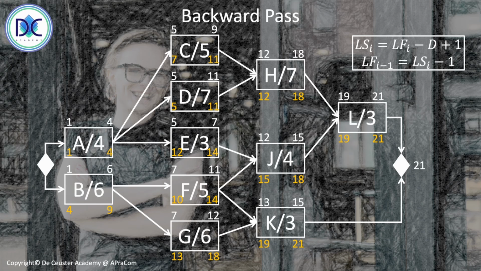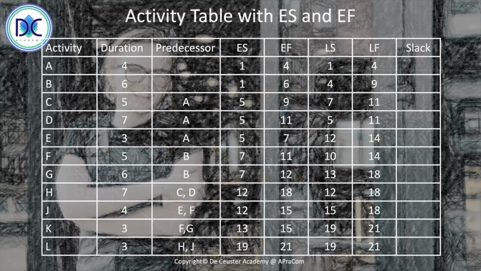And now we finish the entire network diagram with the forward and the backward pass, and we can in fact add that information to the table. The last thing to do with the table is to determine the slack, and that we will do in the next video, where we're going to calculate the slack and identify the critical path.